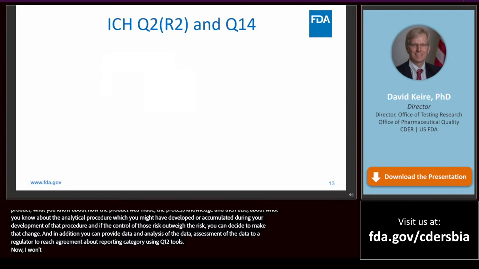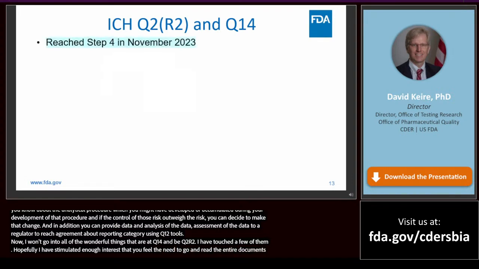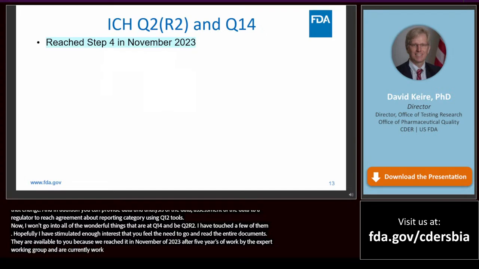Now, I won't be able to go into all the other wonderful things that are in Q14 and Q2R2, but I've touched on a few of them, and hopefully I've stimulated enough interest that you will feel the need to go and read the entire documents. And they're available to you because we reached step 4 in November of 2023 after 5 years of work by the expert working group. And we're currently working on training materials as an IWG right now that will hopefully become available in about a year's time.